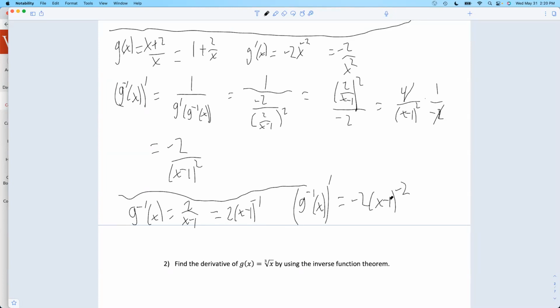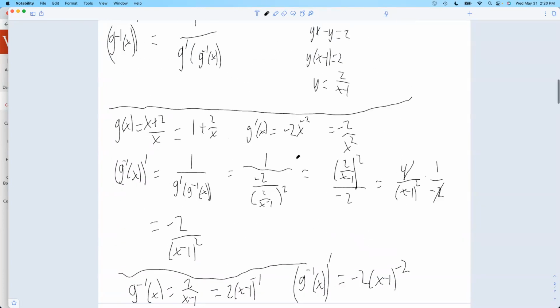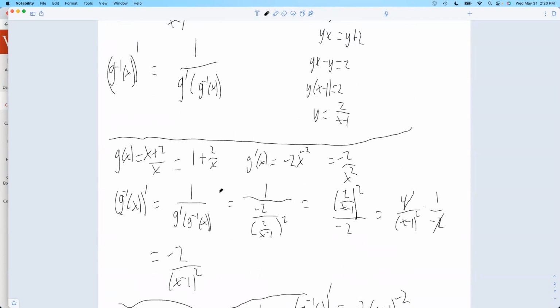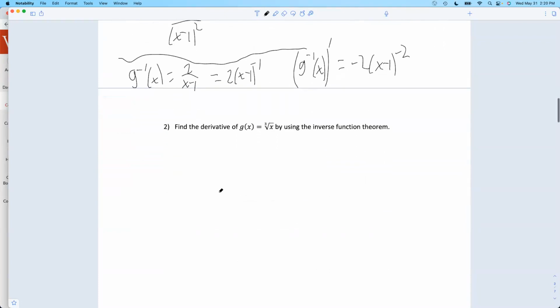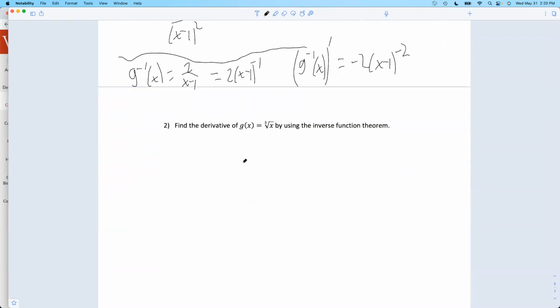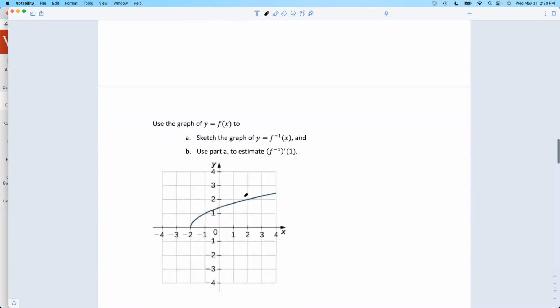This was so much simpler than going through all that. I would never, ever want to do that if I had another way. So we could do this one if we wanted to using the inverse function theorem, but it's going to be really nasty. Like, I'm not a big fan of this theorem. So I'm not going to do that.